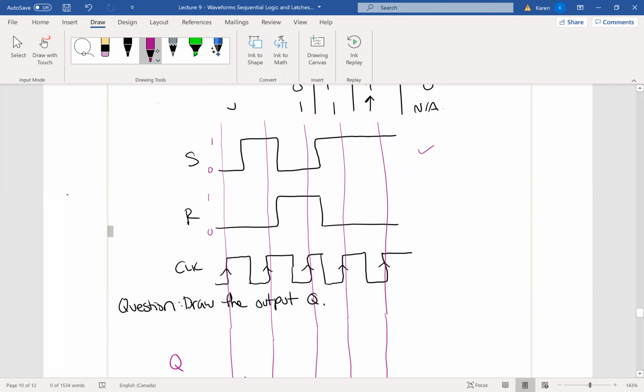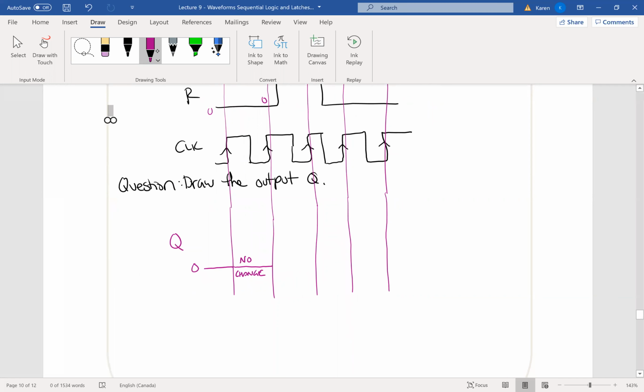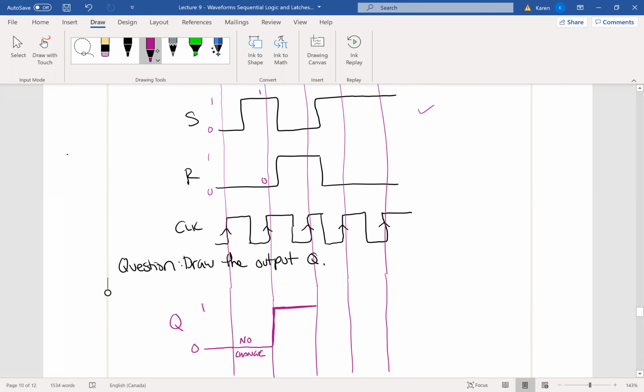Now at my next clock signal, there's a 0 and there's a 1. And when there's a 0 and a 1, so when set is 1 and reset is 0, then it sets this flip-flop. So set means Q goes to 1, and it has to last all the way up there at 1, all the way until we get to the next clock signal, because we don't let anything happen until it gets to the next clock signal.